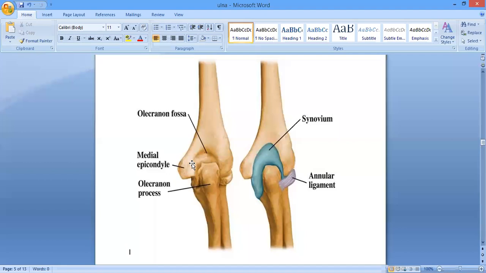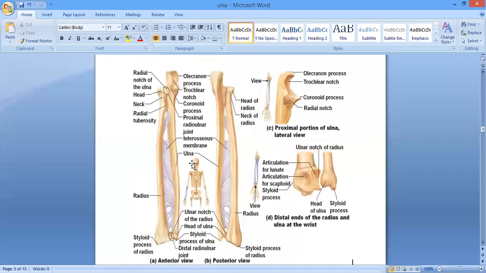Now, this coronoid process is going to have four surfaces. Which surfaces are they? Of course, it has this one, the superior surface. This one is the lateral surface. The other one is the anterior inferior surface, and the last one is the medial surface. You see, this is a process, this is the superior surface, this is the lateral surface, this is the anterior inferior surface, and this one is the medial surface.